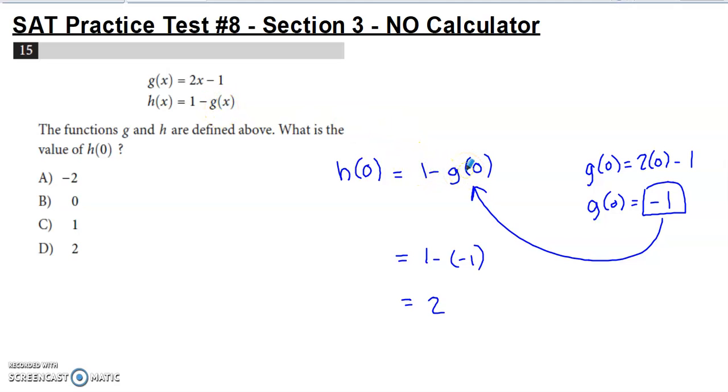Well, that causes us to have to go and figure out something else. Well, what's g of 0? I use the same strategy with g as I was using with h to start off the problem, and that's to put 0 in place of the x's in g. So when I do that, 2 times 0 minus 1 gives me negative 1. g of 0 is negative 1. Therefore, h of 0 is 1 minus negative 1, which is going to give us an end result of 2.